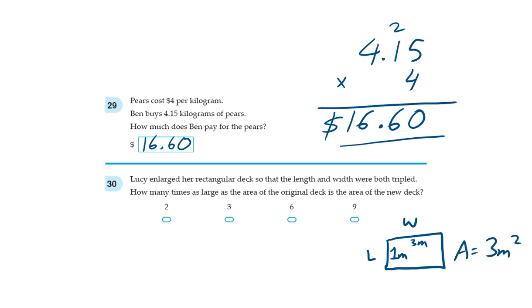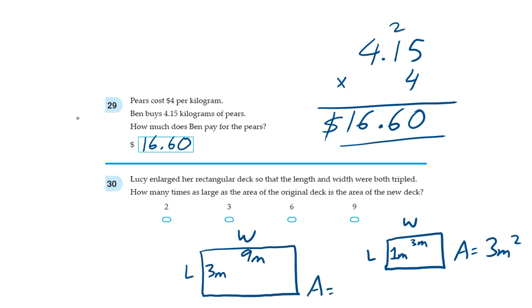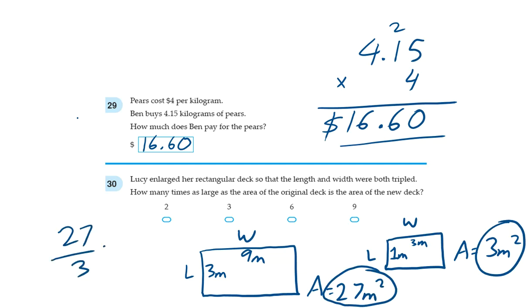Now what happens? They're both tripled. So now the length would be 3 times more. That would be 3 meters. And the width would be 3 times 3. That would be 9 meters. Now what's the area? 3 meters times 9 meters is 27 square meters. So we go from 3 meters squared to 27 meters squared. 27 divided by 3 gives you 9. And that's our answer.